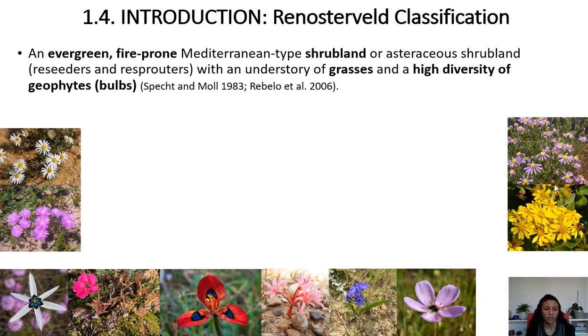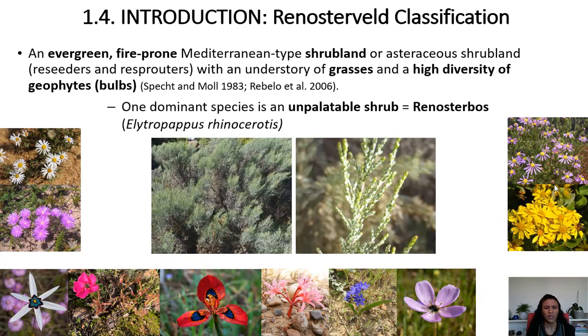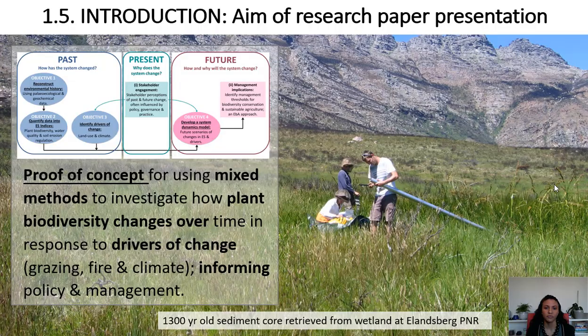So what is renosterwald? Well, it's classified as an evergreen, fire-prone shrubland. It usually has an understory of grasses and it has a huge diversity of bulbs. But the most dominant species is this really dull shrub, which is very unpalatable. Nothing likes to eat it besides maybe a rhinoceros, and it's called renosterbos. This is the most dominant species.